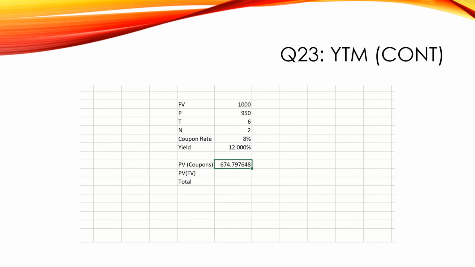Now what you will notice here is I clearly have a typo, and the typo is arising because I did not take the negative of the exponentiation. So now we have the present value of our coupons.